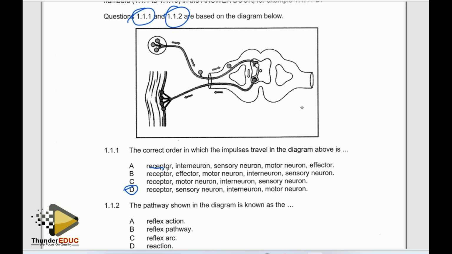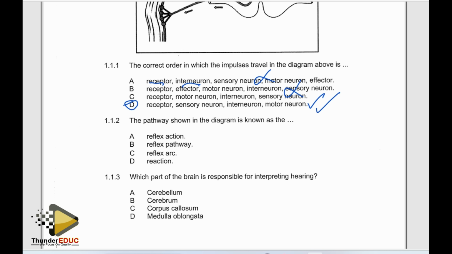Why? Because you can't start with the receptor to go to the interneuron. So that's what makes it wrong. The receptor, then the effector. You can't start from the effector and then go to the receptor. Then it goes out, then the receptor, then the motor neuron. Still, they are not connected in any way. Therefore, the most correct answer is D. So you get those 2 marks.